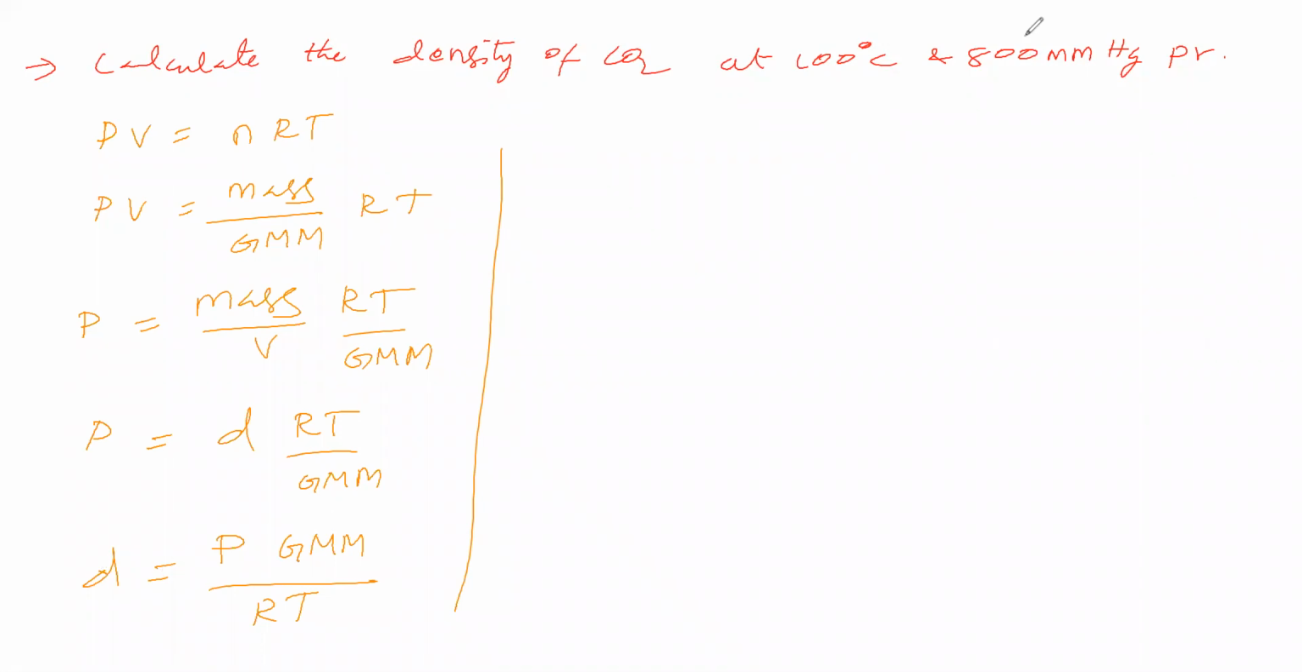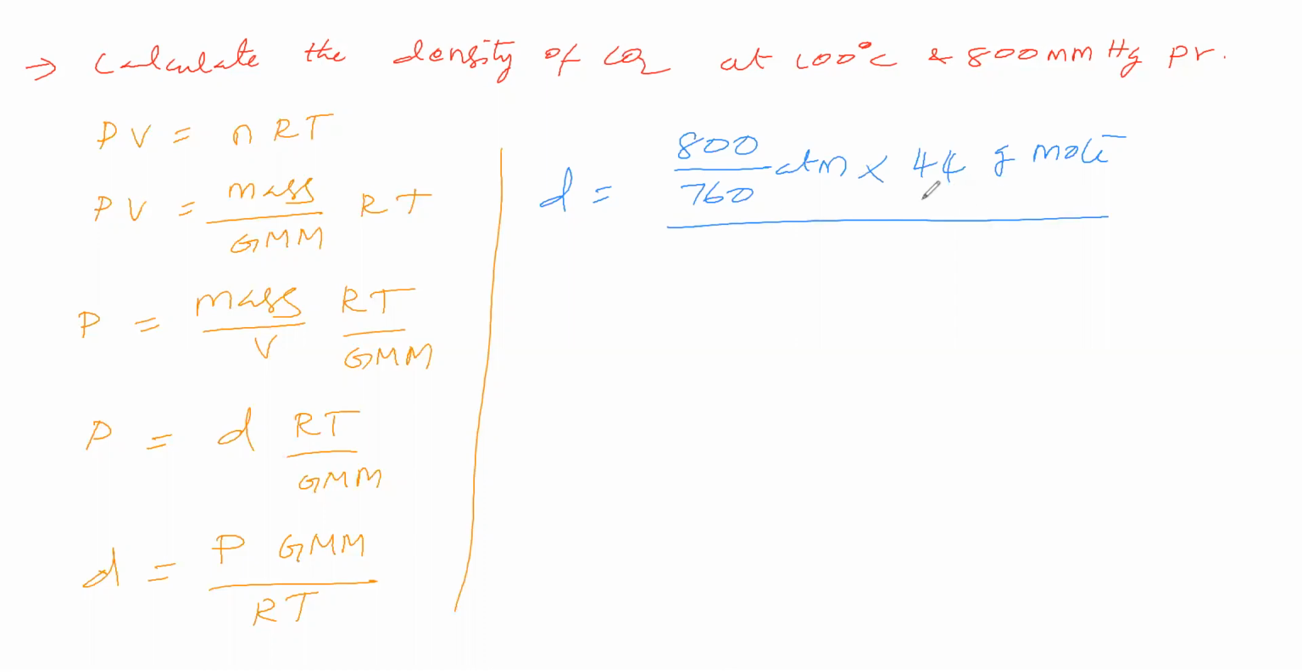Now we will substitute the values. Density is equal to pressure. The pressure of carbon dioxide given is 800 mm, which we convert into atmosphere by dividing by 760. Then the gram molecular mass of carbon dioxide is 44 gram per mole. Why? Because carbon is 12 and oxygen's atomic mass is 16, so 16 into 2 is 32, and 32 plus 12 is 44.